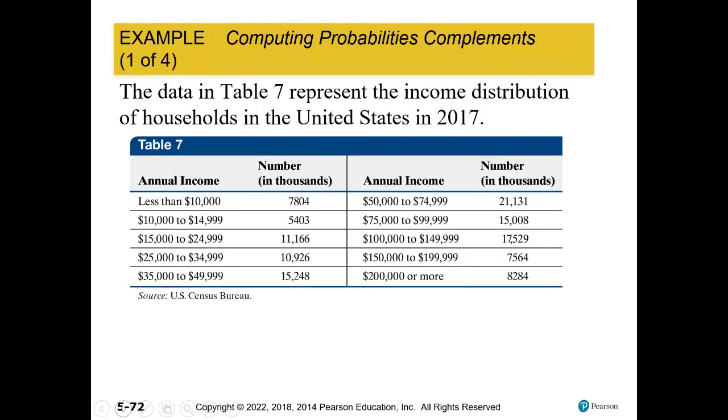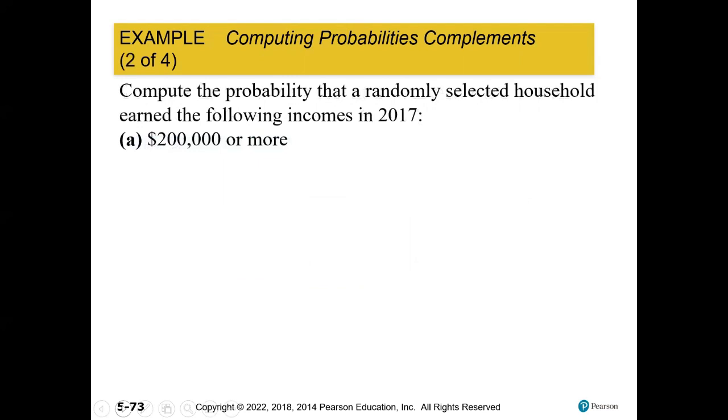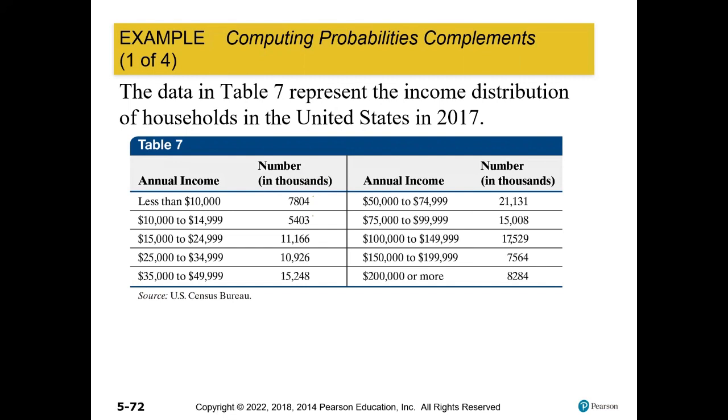Here we have a table, which is the income distribution of households in the United States in the year 2017. So how many thousands of households were in each of these different income brackets? Compute the probability that a randomly selected household earned the following income. So $200,000 or more. Well, the first thing we have to do before we can do this is add all of these together to get my total. I've already done that for you, and the entire total is 120,063. That's in thousands, so it's technically more than that, just so you know.